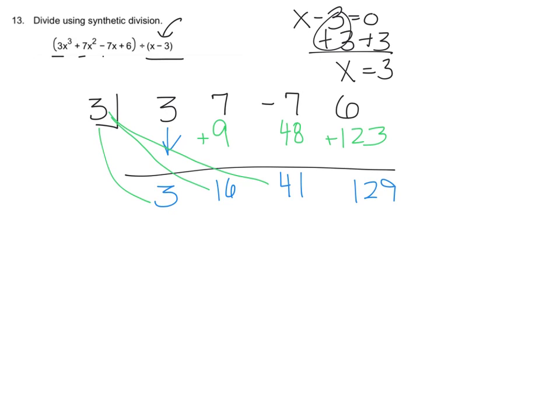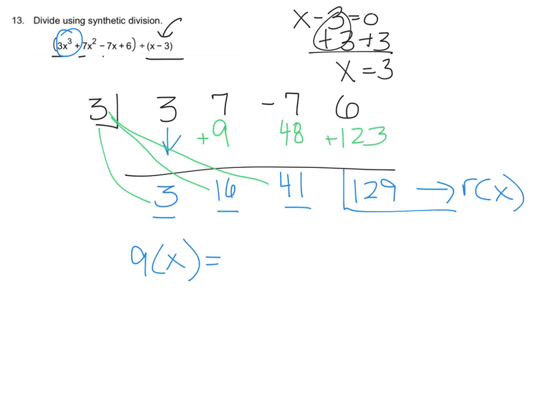Our last value is going to be the remainder, or r of x. And the 3, the 16, and the 41 represent the coefficients of our quotient. The quotient can be written by just looking at our original problem and taking the highest exponent and decreasing by 1. So our highest exponent is 3, so instead of an x cubed, we're going to write an x squared as our highest exponent in our answer.